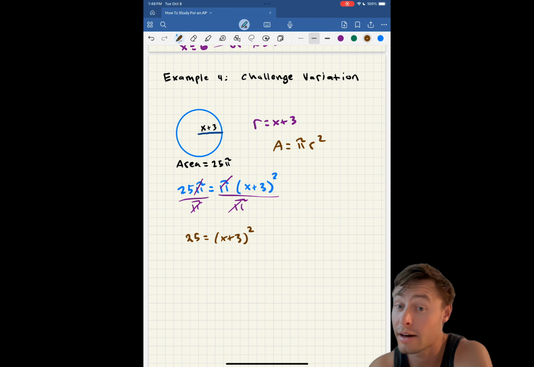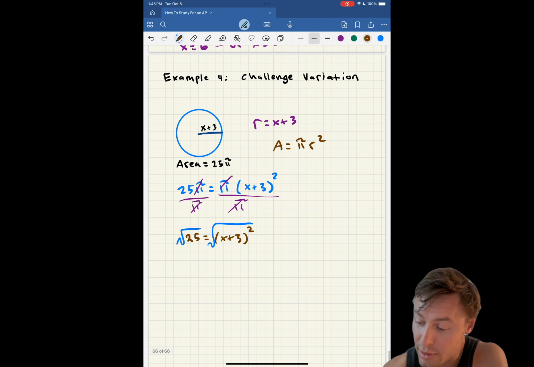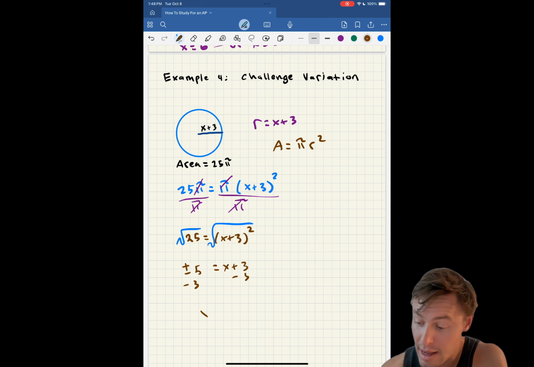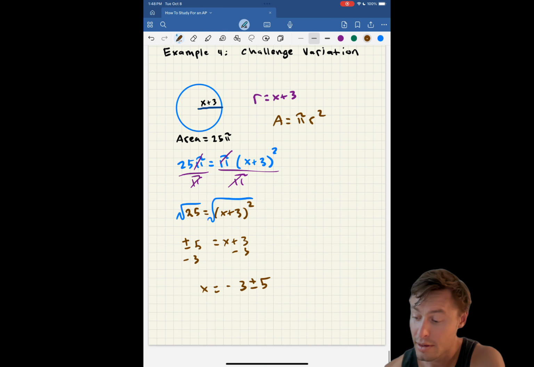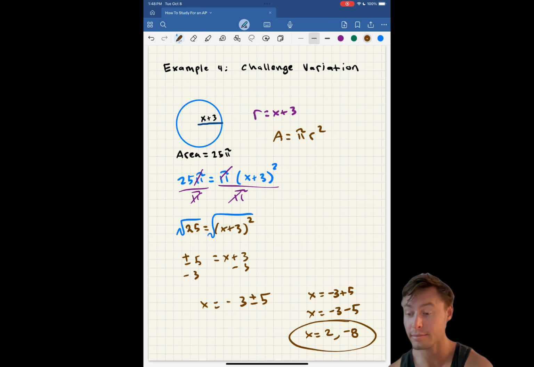Now what do you think we might do here? The square root method. Exactly, right? So take the square root of both sides of the equation, and we end up with plus or minus 5, don't forget that plus or minus, is equal to x + 3. And then we'll subtract 3 from both sides of the equation, which gives me x = -3 ± 5, which is two different equations, x = -3 + 5 and x = -3 - 5, which means that x equals 2 or x equals -8. There you go.